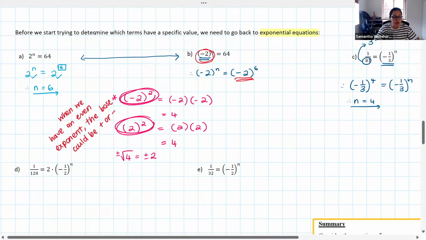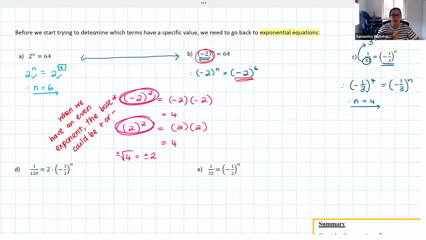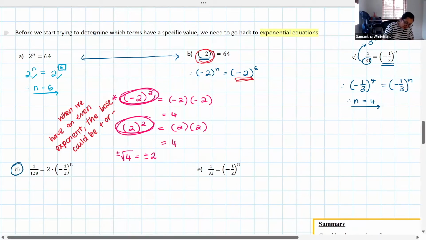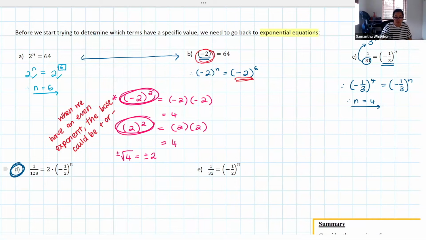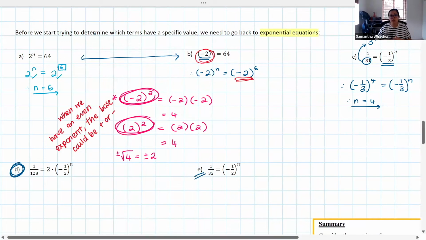All right, so that is sort of the crux of this. Please remember that when you've got that even exponent, your base could be positive or negative, and you will get the same outcome. And we need to remember that as we go along. All right, so what I want you guys to try for me is to solve for n in question D. You can go on to question E as well if you want, but I'm going to give you a minute or two to solve for n in question D.